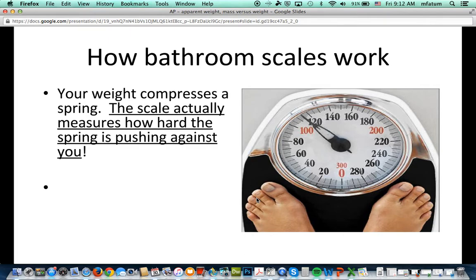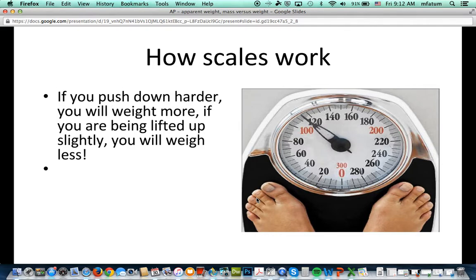So, how we weigh ourselves normally. We normally step on a bathroom scale to figure out how much we weigh. And our weight is compressing a spring. So the reading on the scale actually measures how hard the scale is pushing up against us. So it's measuring a normal force, the scale reading.